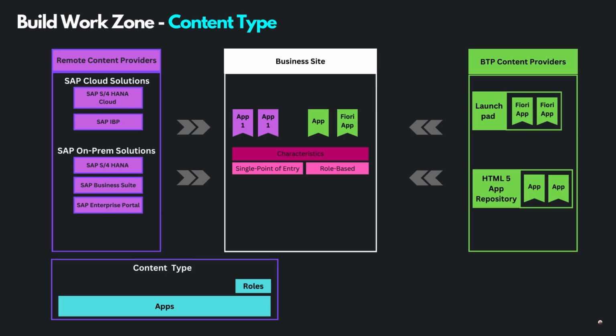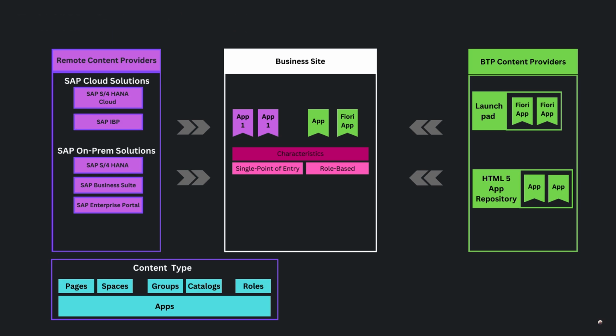Taking this further, maybe you have set up a Fiori Launchpad configuration in your on-prem SAP system, and as part of that, you have some spaces and pages defined. The Build Work Zone allows you to import already existing spaces and pages into your business site. You can also import groups and catalogs from your remote content providers. So these are all the different types of content that you can import into your business site.